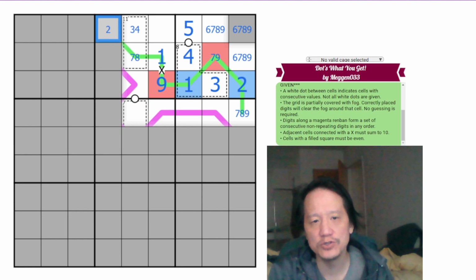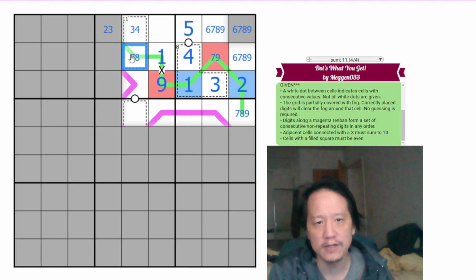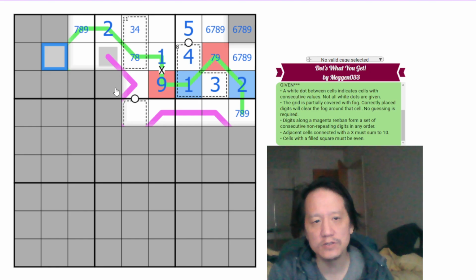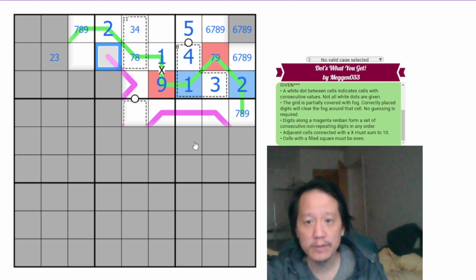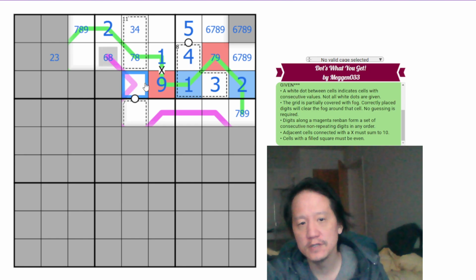This has to be 2 or 3. Say this is 3. This would have to be 8. But that would be 3 also. So this can never be 3. This has to be 2. So that's 2. This is 7 or 8. This is 7, 8, or 9. This has to be 2 or 3. The square must be even. So this cannot be 2 or 4. This is 6 or 8.